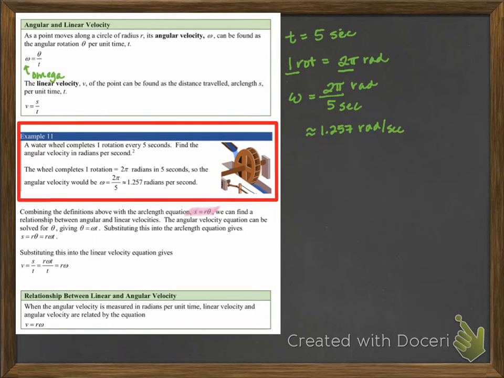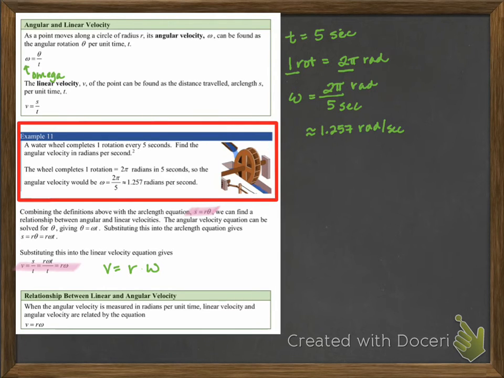So you can read through this, that our linear velocity can also equal our radius multiplied by our angular velocity. So we have here our linear velocity can also equal our radius times our angular velocity. This gives us just two ways that we can solve for linear velocity dependent on what we're given.